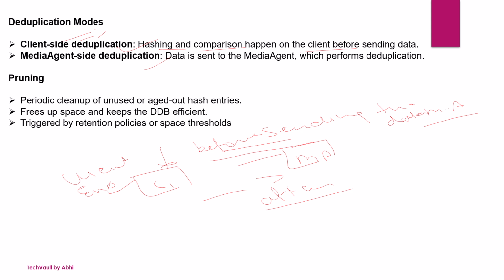Let's jump to the next part, that is pruning. I will cover only a little part here. Pruning is the periodic cleanup of unused or aged-out data. It will delete the unused data after age out. For example, if there is a 7 days retention period, data will be deleted after 7 days. It frees up space and keeps the DDB efficient. It is triggered by retention policies as well as space thresholds.